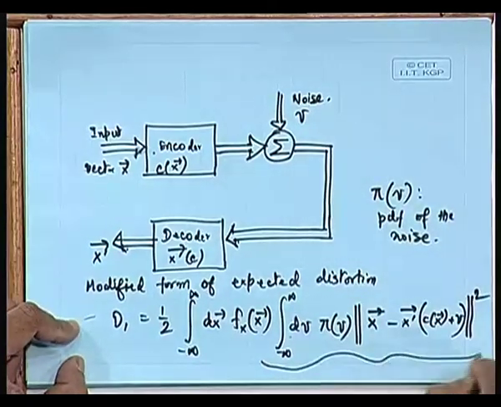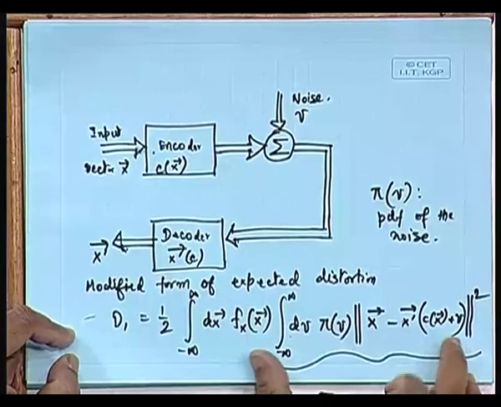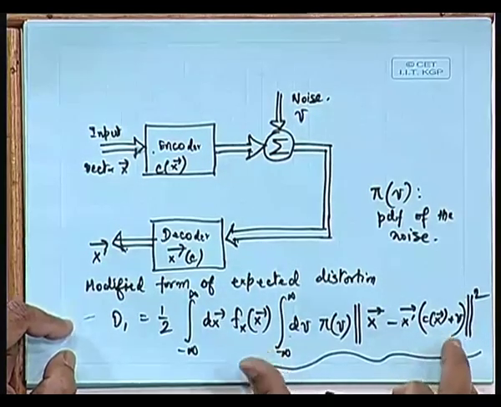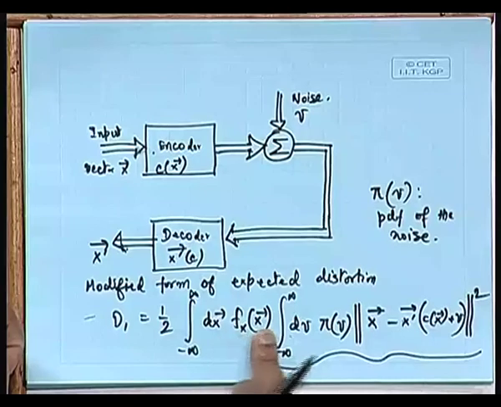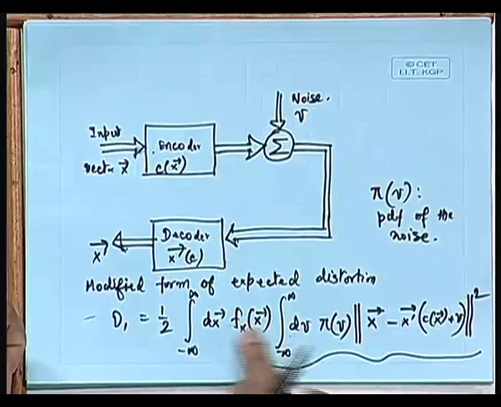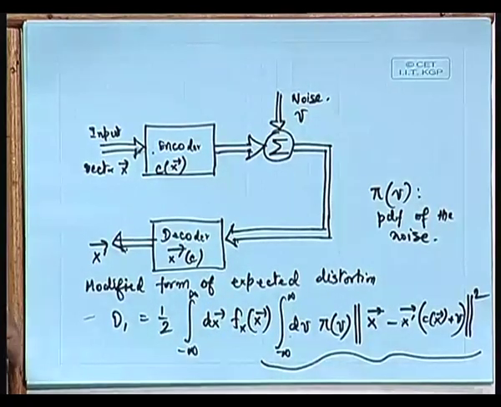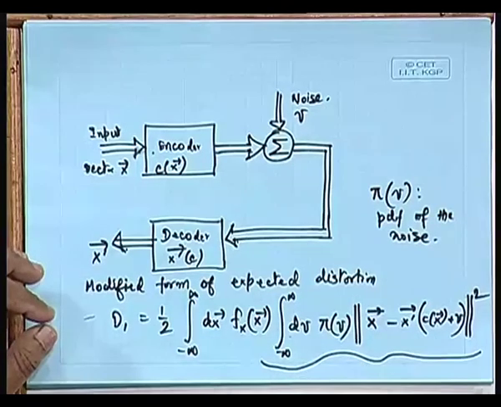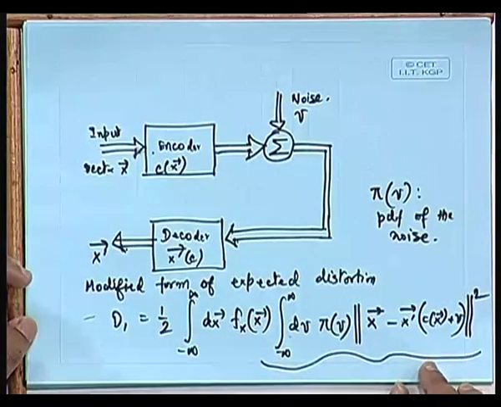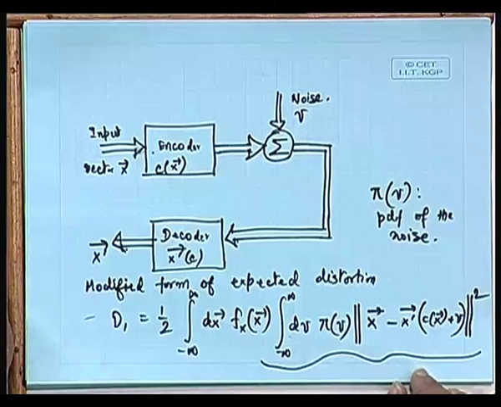So, this integral expression is now the distortion that we are having for the mapping of x vector into x prime. We have to just multiply it with f_X(x), that is the PDF of x, with dx vector, and integrate it over the entire input space. So, this is the modified form of the PDF, and then, given this model, we have to find out the optimum encoder and the optimum decoder.